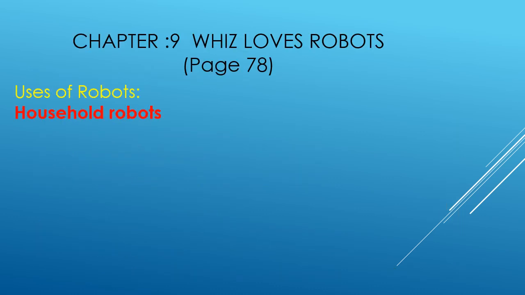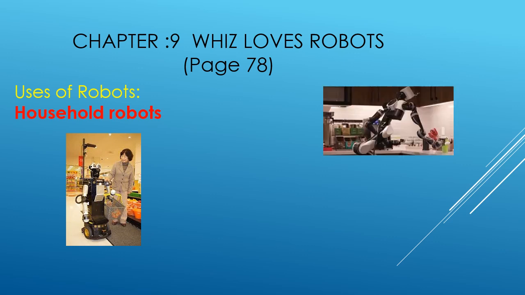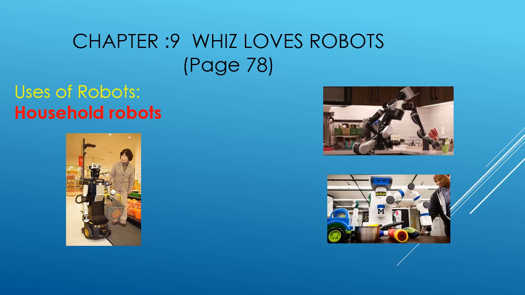Dear students, now let's see how robots are helpful in performing our household jobs. Robots can help us in making grocery shoppings. A robot can also clean our house. It can also help in the kitchen in washing utensils.